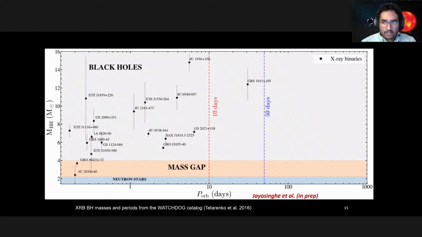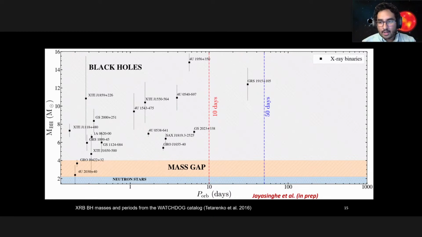So I've shown this plot to illustrate the biases in the current census of compact objects in the Milky Way. Here, I have plotted the mass of compact objects against the orbital period of the host binary. The black points come from dynamical mass measurements from the WATCHDOG catalog. Most of these systems are low mass X-ray binaries. It is clear that most of these systems are in short period binaries. This is of course expected, as these are interacting accreting systems where the luminous companions fill their Roche lobes.